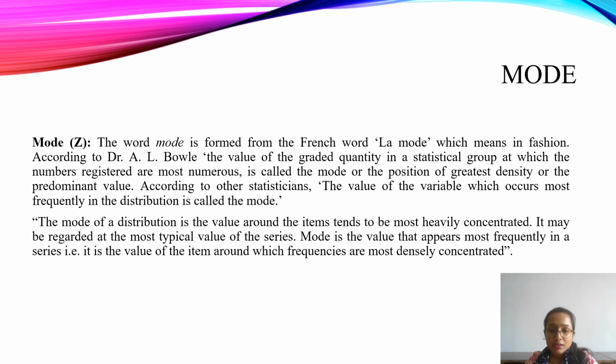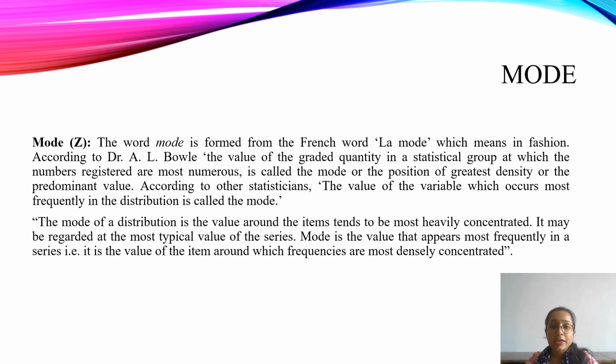According to other statisticians, the value of the variable which occurs most frequently in the distribution is called mode. The mode of a distribution is the value around which the items tend to be most heavily concentrated. It may be regarded as the most typical value of the series. Mode is the value that appears most frequently in a series. It is a value of the item around which frequencies are most densely concentrated.